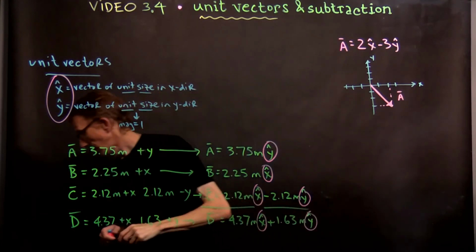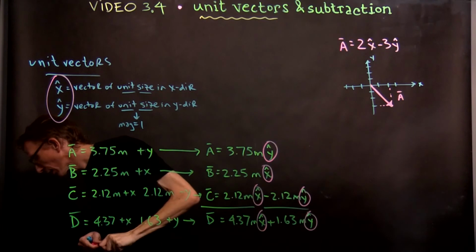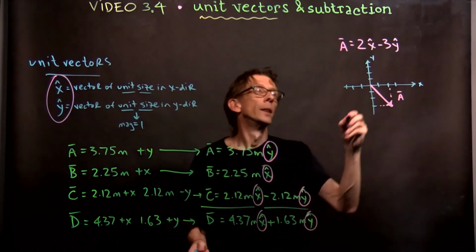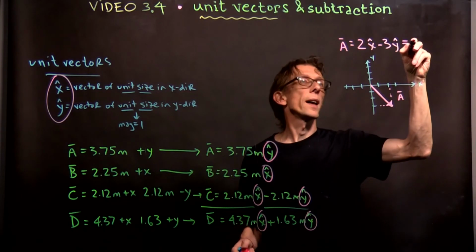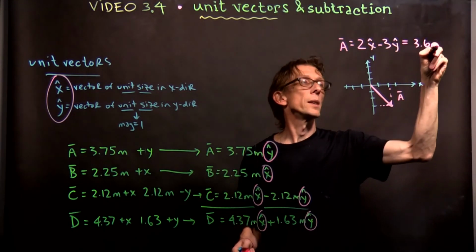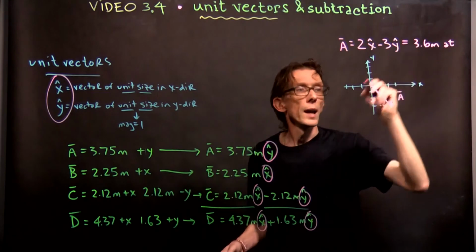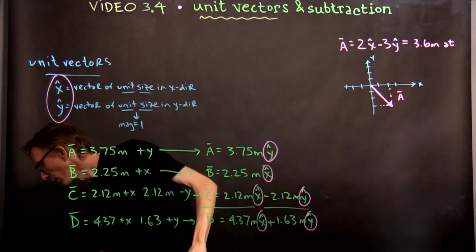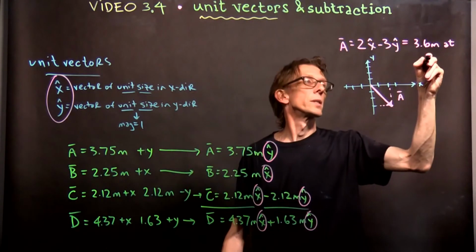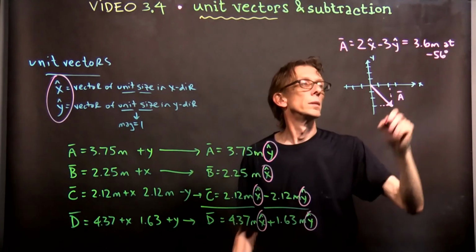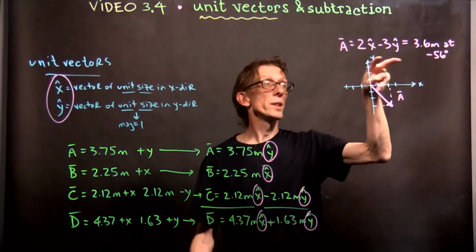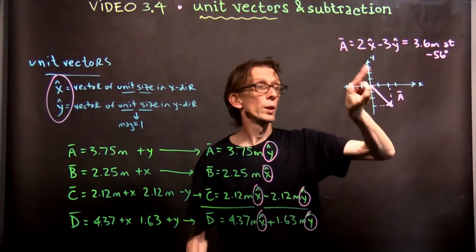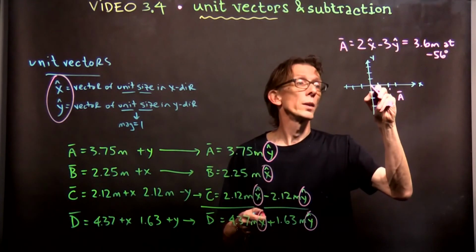And we can also write this vector. This is in terms of components. We can also write it as 3.6 meters at negative 56 degrees. Those are the same vector. Here I've written it by components. There I've written it by magnitude and direction, where our theta is right here.